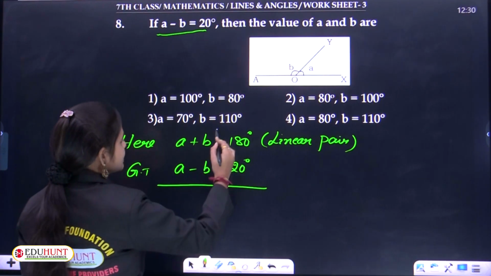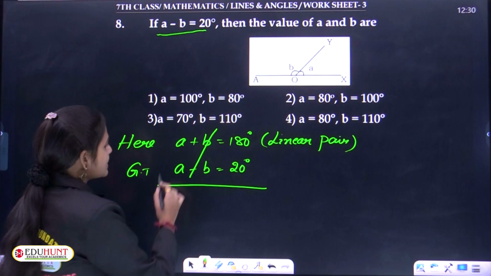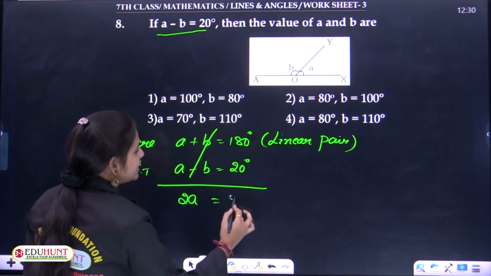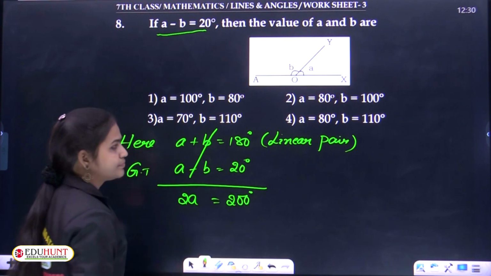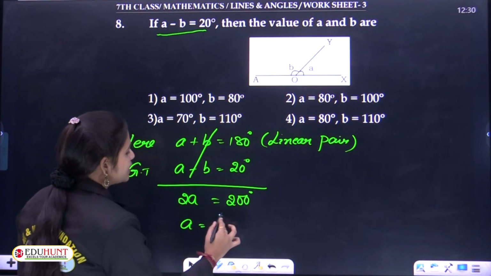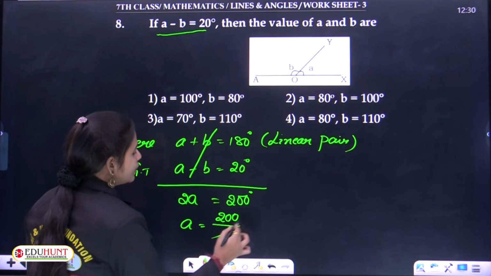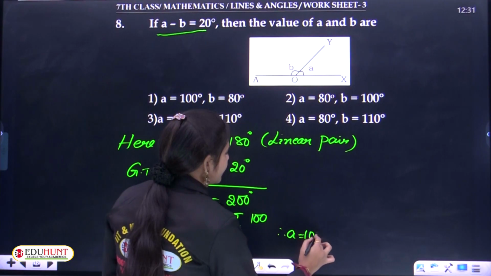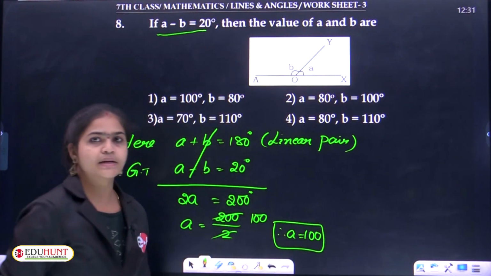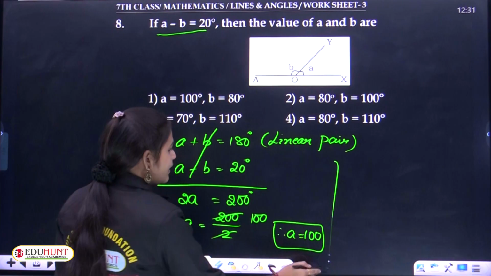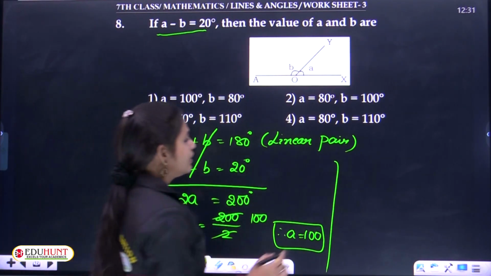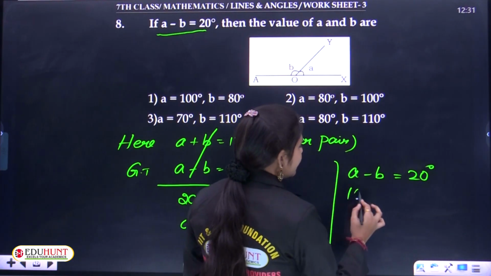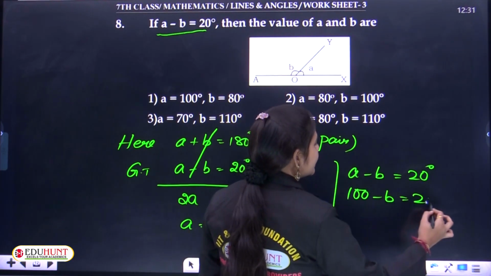Now take the difference. Plus B and minus B get cancelled. A plus A is 2A, which is equal to 180 plus 20, which is equal to 200. Now A is equal to 200 by 2. Then A is equal to 100. Now find the B value. A minus B is equal to 20 degrees, so 100 minus B is equal to 20 degrees.